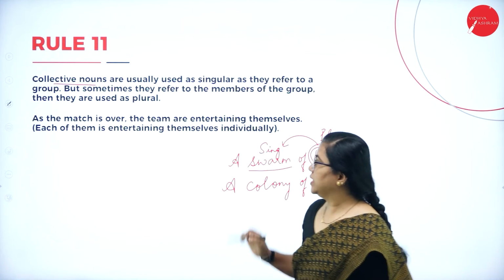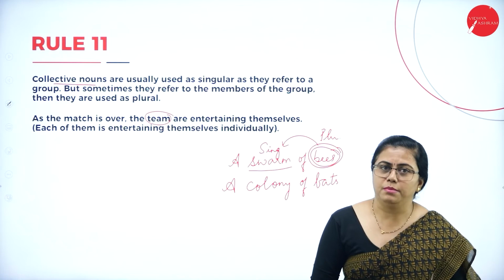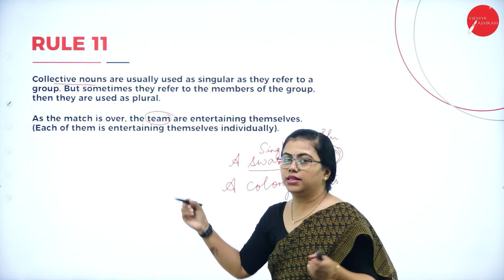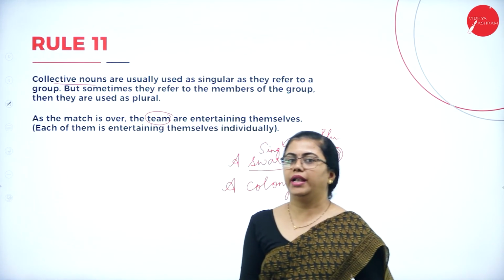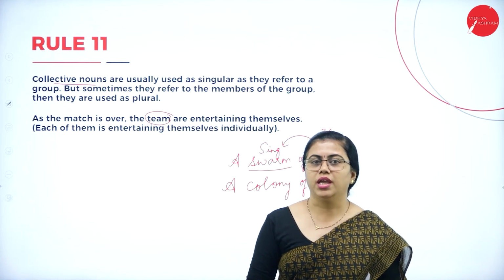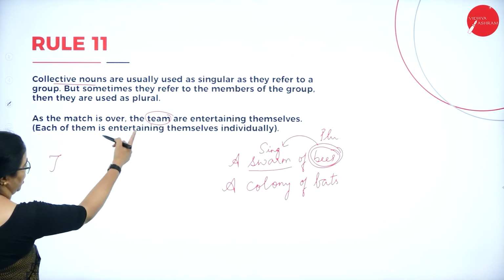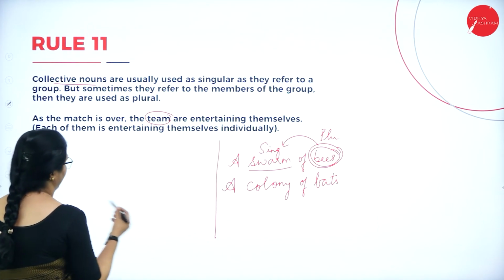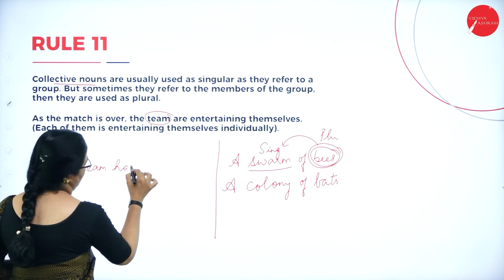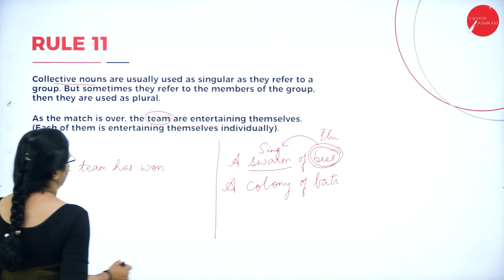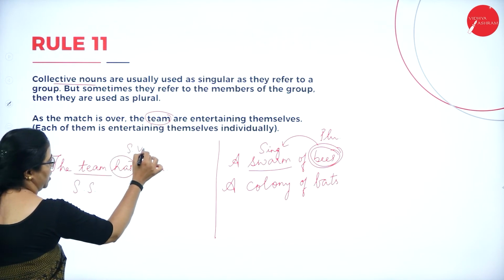Here you can see, as the match is over, the team. There are many team members. Suppose you're talking about only the team as a whole, as a group. At that time you can refer to it as a singular subject. Suppose I say the team has won. I'm talking about only the team now. I'll come to this a little later. The team has won. Here the team is a singular subject and I use a singular verb.